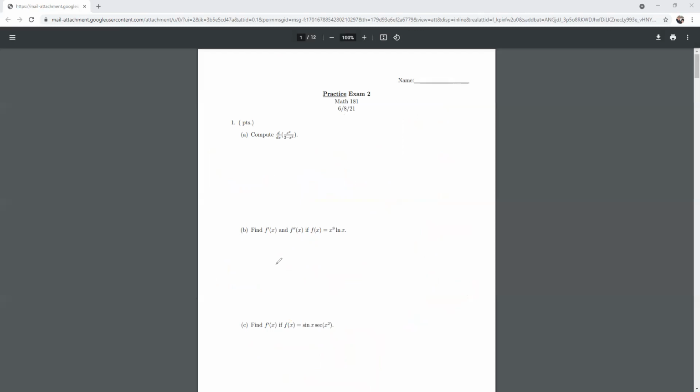Okay, and now we want to find not only the first, but also the second derivative of this new function, x to the ninth natural log of x. All right, so let's set it up. So we have the derivative of x to the ninth ln x.